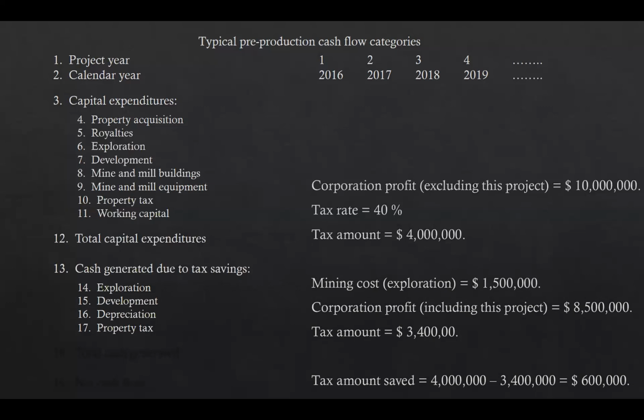The next item in the list is total cash generated, that sums up all the cash generated due to tax savings for each year. And the last item is the net cash flow, that subtracts the total capital expenditures from the total cash generated. This is the net cash flow, which is negative for the pre-production period.